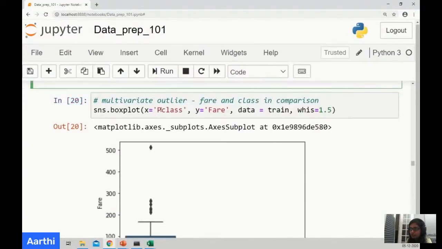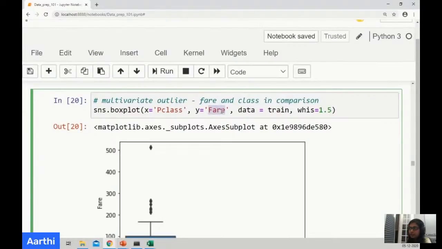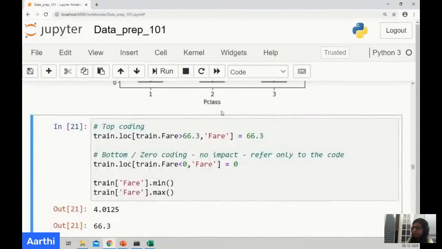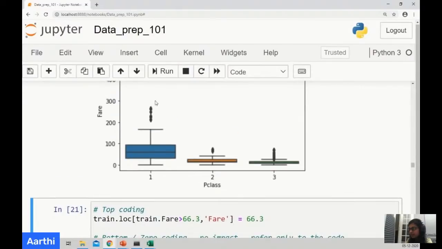Another example for multivariate is, let's look at the class and the fare, right? So within first class, second class, and third class, we are seeing if there are any fare outliers. So first class, second class, and third class, and we have some outliers over here.